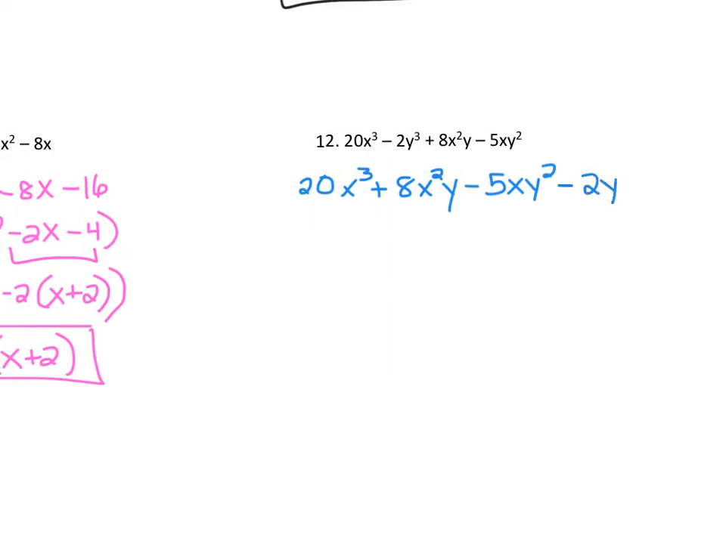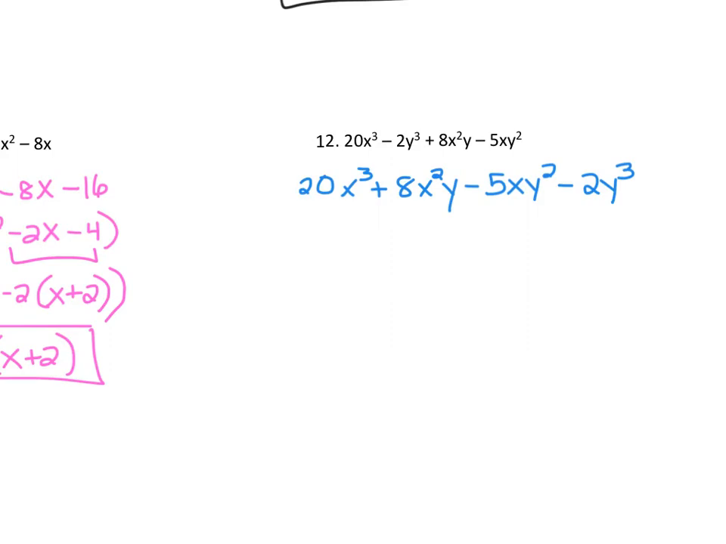Again, if there's more than one variable, you want to look at alphabetically which one comes first. So x comes before y, and you want those exponents to go in descending order. All right, so now we already said there's no greatest common factor for all 4 of these terms. This doesn't have any x's. This doesn't have any y's. Other than 1, nothing divides evenly into all these numbers. So we're going to jump right into grouping.